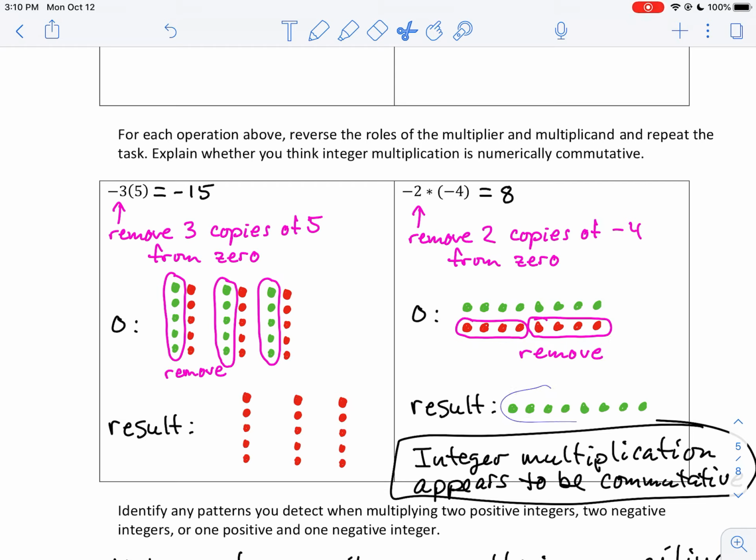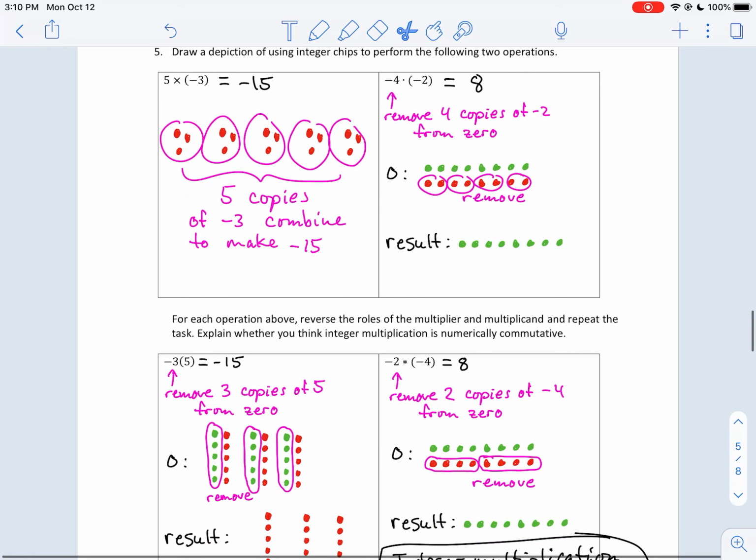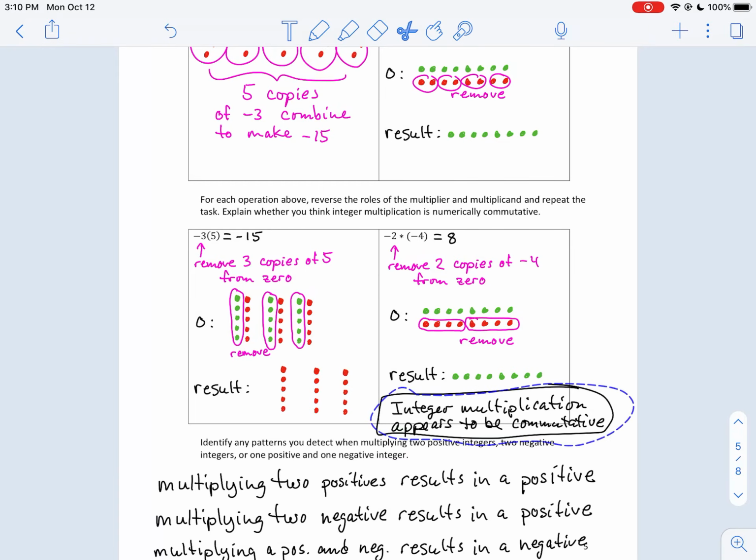Notice what you're seeing here. I did 5 times negative 3, combining 5 copies of negative 3, and here I said, remove 3 copies of positive 5, and the end result was negative 15 in both cases. And here I removed 4 copies of negative 2, and here I removed 2 copies of negative 4, and the result is 8 in both cases. So this is suggesting that integer multiplication appears to be commutative.